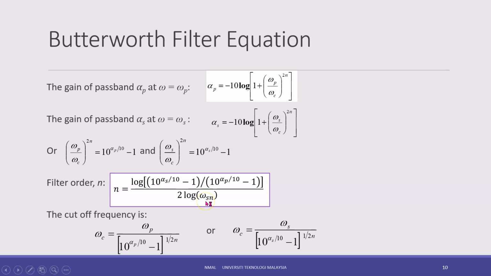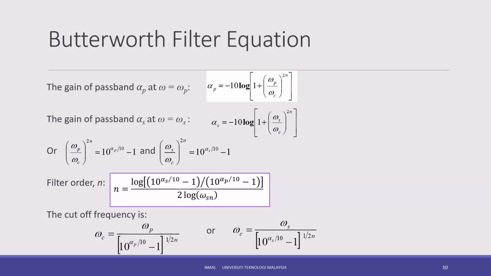But the thing is, you need to properly insert the value here, whether alpha S and alpha P, and don't make a mistake. Because once you have a mistake in the order here, once you get a different number of order, then all your answers will be wrong. Okay, so this is divided by omega Sn.